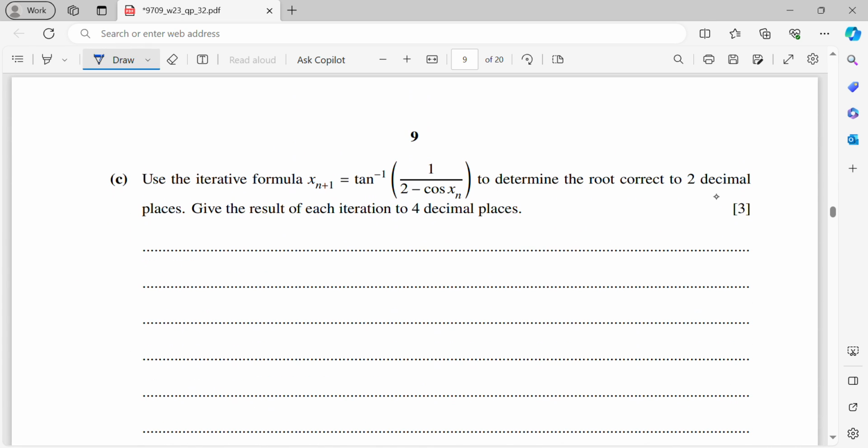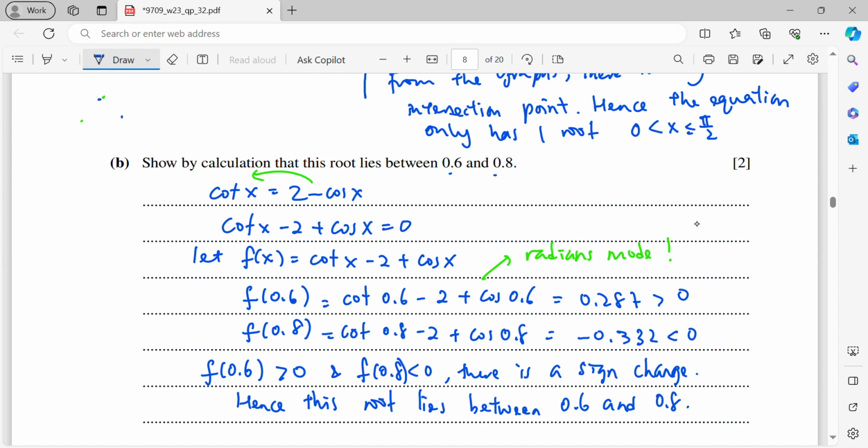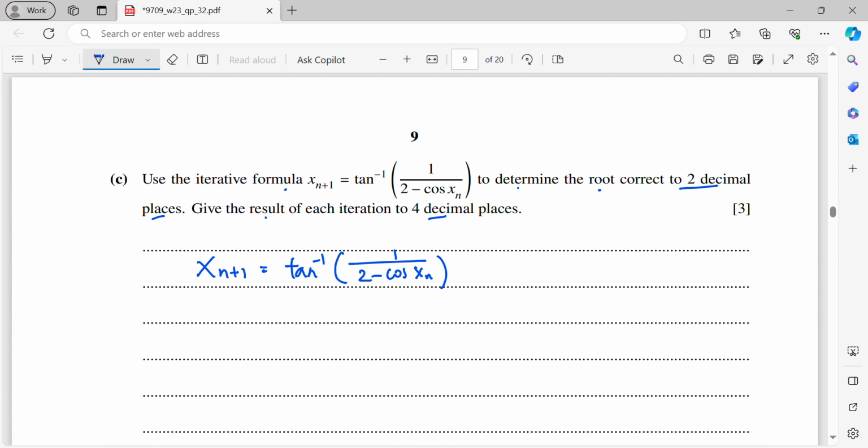Now C, use the iterative formula to determine the root correct to 2 decimal places. Give the result of each iteration to 4 decimal places. So first of all, I will copy the formula. Now, since the x lies between 0.6 and 0.8, you can let the x0 be 0.6 or 0.8 or any other numbers in between. So I will always consider the middle value. Therefore that is 0.7 for my x0.